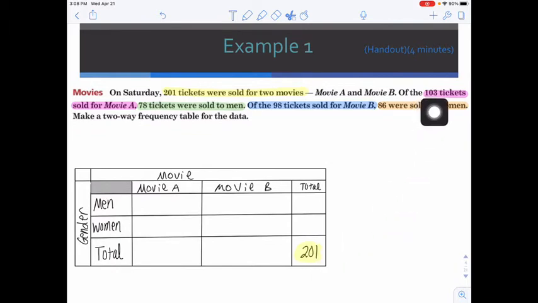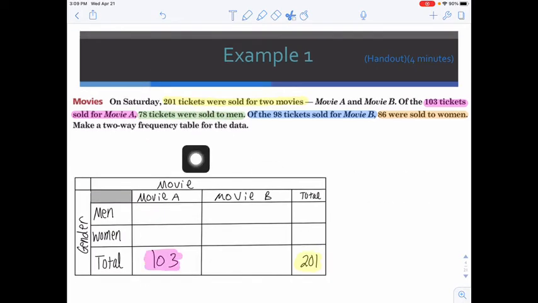Then we have 103 tickets were sold for movie A. So we will find movie A, find our total box, and put 103. Next, we know that 78 of these tickets were sold to men. So if we look at movie A and men, those will intersect in this box right here, and we have 78 tickets that were sold to men for movie A.